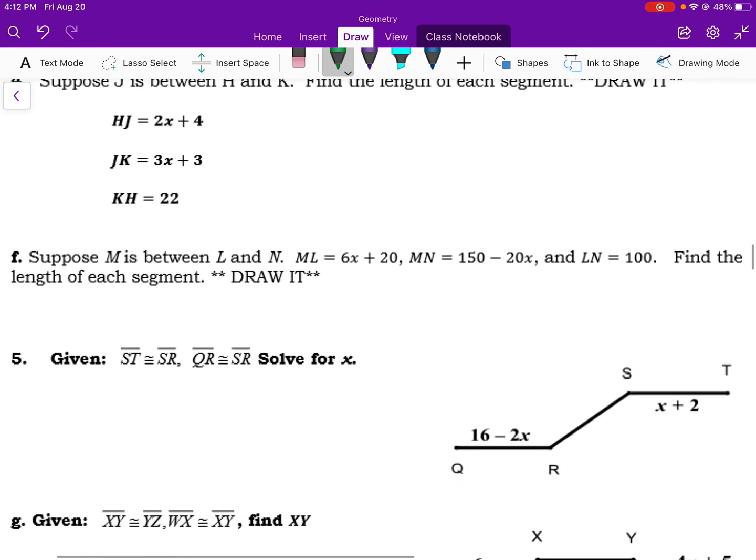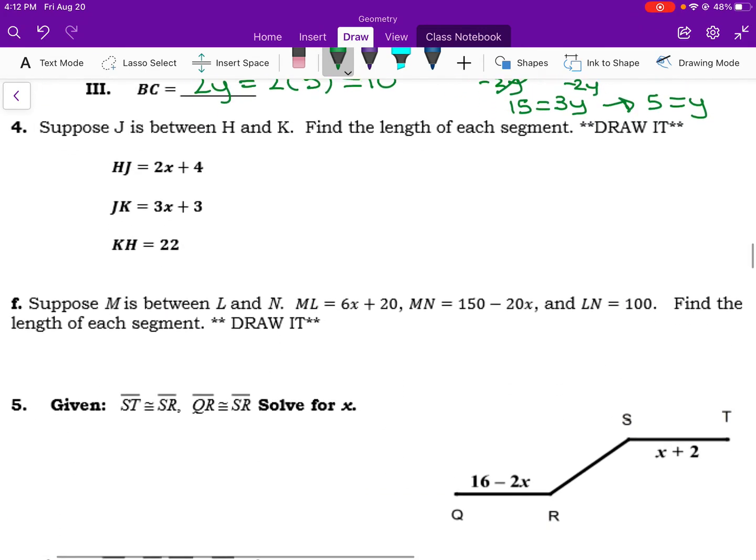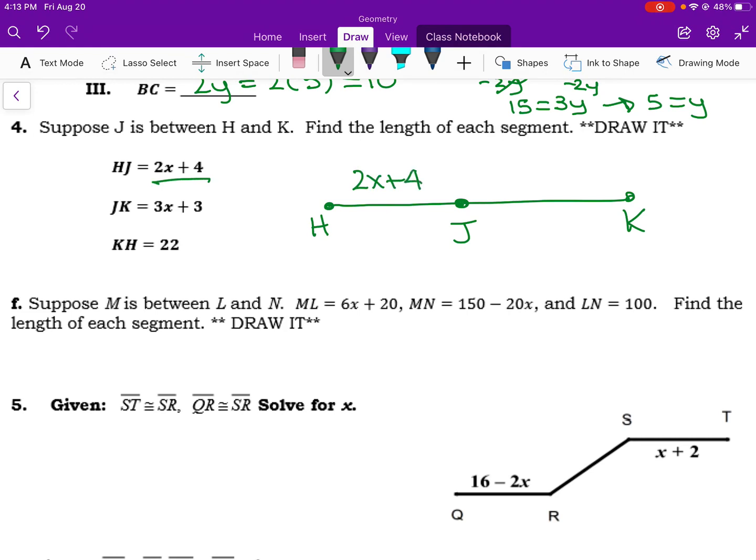Okay, the next one has us assuming that J is between H and K. So we're going to have to draw something here. So if I draw a line segment and I'm supposing that J is between H and K, and they're telling us to find the length of each segment. HJ is 2x plus 4. So here I have 2x plus 4. JK is 3x plus 3. And the full KH, this whole thing here, is 22.